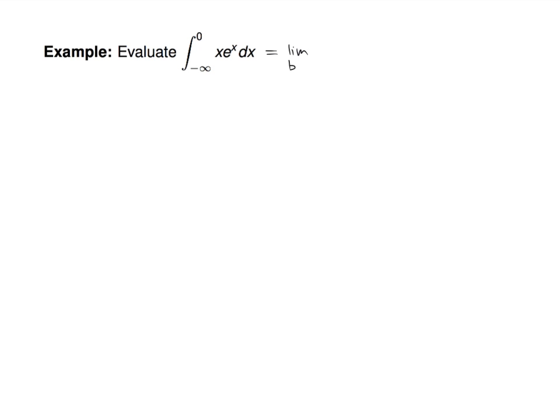What's my b going to go to this time? Negative infinity. Very good. Integral from b to 0, x e to the x dx. Okay, so put your integration by parts work on the side. So what's your u going to be? What's your dv going to be? U is x, spectacular. Du is dx. dv is e to the x dx, and v is equal to e to the x.